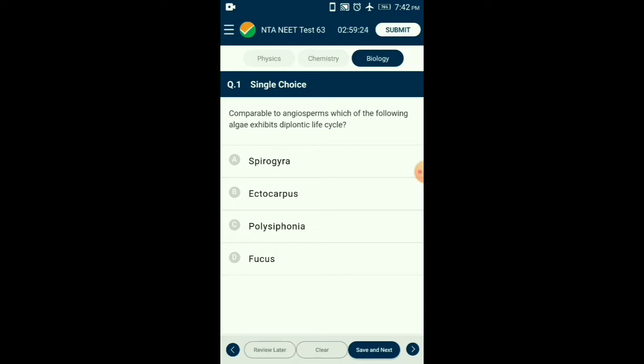The diplontic life cycle is shown by the developed vascular plants. In plants showing this type of life cycle, the dominant photosynthetic phase is the diploid sporophyte. The haploid phase is represented by the short-lived, one or a few celled gametophytes. Examples: all gymnosperms, all angiosperms and algae like Fucus. So the answer for this question is option D, Fucus.